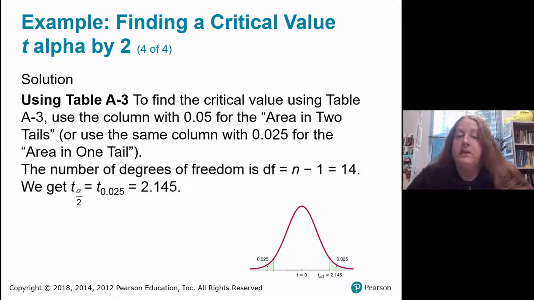Either way, it's going to give us the same answer. And then we're going to look for the number of degrees of freedom of 14. And when we find that, t sub alpha divided by 2, or t sub 0.025, is going to be equal to 2.145.